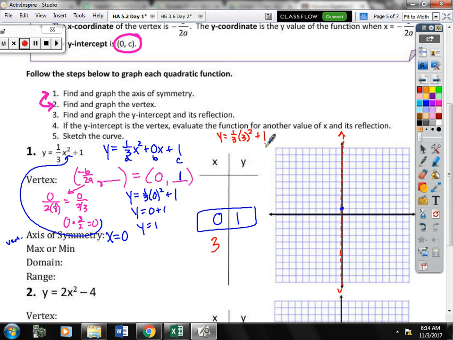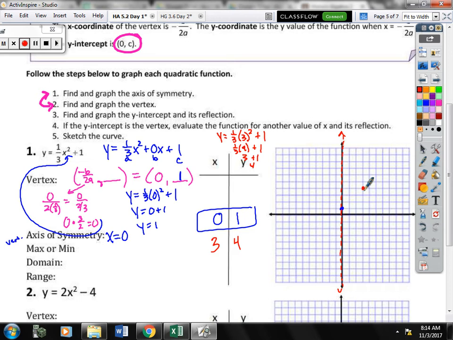1/3 times 3 squared plus 1. So 3 squared is 9. 9 divided by 3 is 3. And 3 plus 1 will get me 4. So I'm going to plot that point. 1, 2, 3, 1, 2, 3, 4.